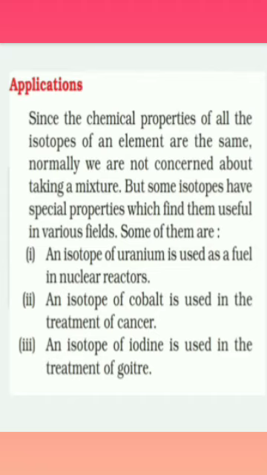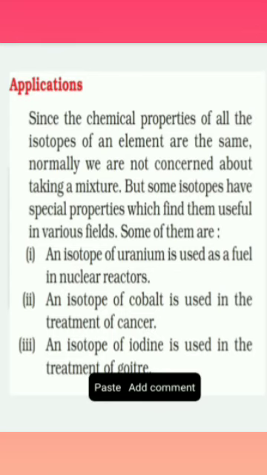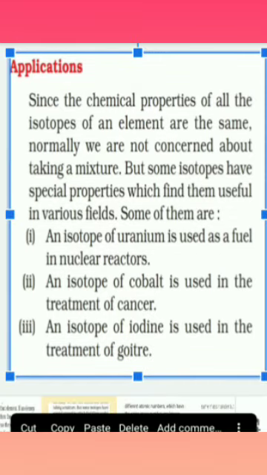So, the uranium isotope is used in nuclear reactions, and the isotope of cobalt is used for treatment of cancer. This isotope is used to cure cancer, and then the isotope of iodine is used in the treatment of goiter.